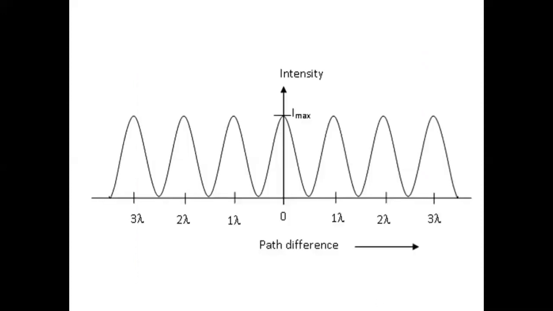So if you draw a graph of intensity versus distance, when the path difference is 1 lambda, you get a bright fringe. And when the path difference is 0 lambda, you get a bright fringe. When the path difference is half lambda, you get a dark fringe. Intensity falls to 0, then intensity rises to maximum. And you see, this is a smooth curve.